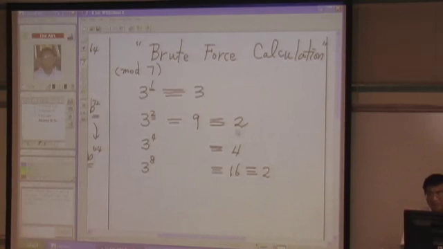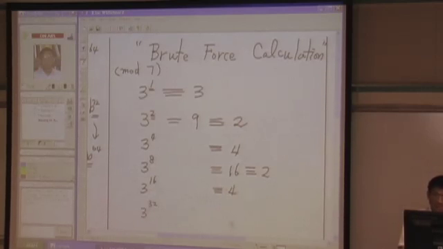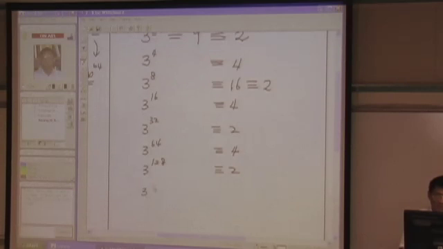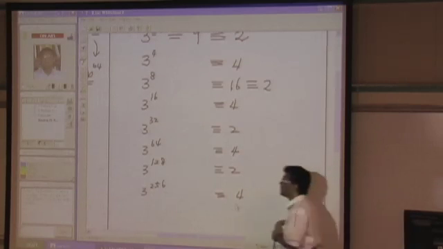Then as you can see, there is a cycle, right? 2 becomes 4, 4 becomes 2, and then you see the cycle, right? So 3 to the power of 16 is, by this cycle, 4, right? And then 3 to the power of 32 is 2. And it continues, right? 3 to the power of 64 equals 4. 3 to the power of 128 equals 2. And then 3 to the power of 256 equals 4. So these are the numbers that you need.